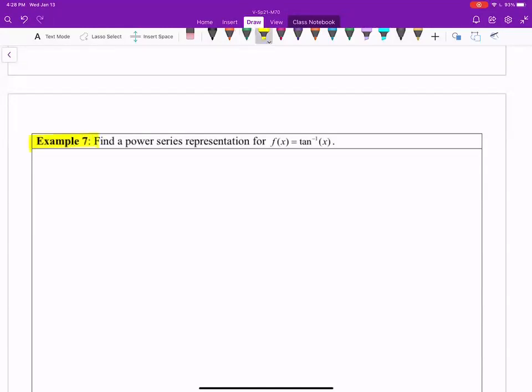Let's try example 7. Find a power series representation for f of x equal to tan inverse of x. So as we said earlier, the whole idea is always we need to recognize the representation of this function in terms of the geometric series that we got before. So we want to think of tan inverse of x as an integral or derivative of 1 over 1 plus or minus something. So tan inverse of x, we know, is actually the integral of 1 over 1 plus x square.